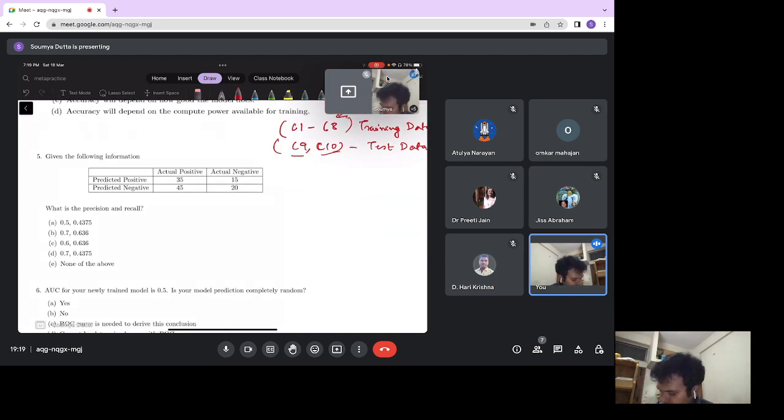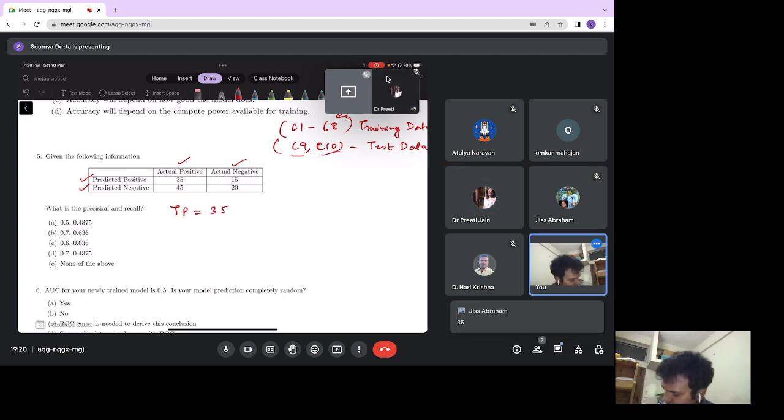Then coming, there's a slight calculation for this. We have predicted positive and actual positive. So this is a confusion matrix that has been given to you, with predicted negative and actual negative. So here, because nobody is interacting, I might as well ask one question. Can somebody say what is the true positive from this confusion matrix? Correct. What is the true negative?